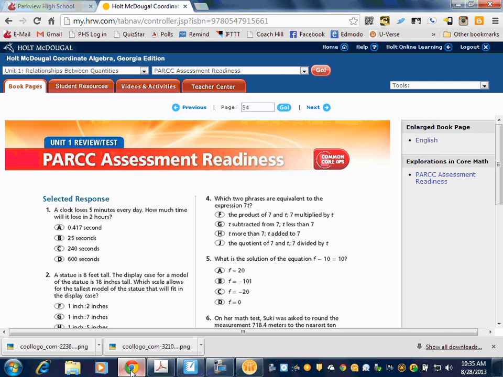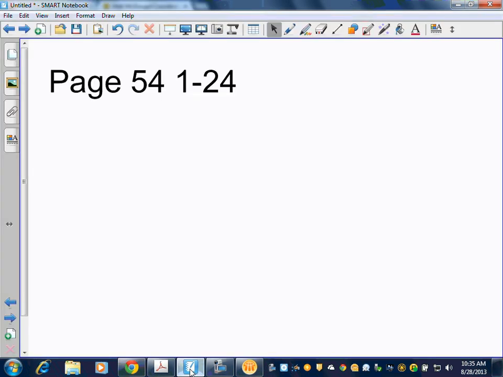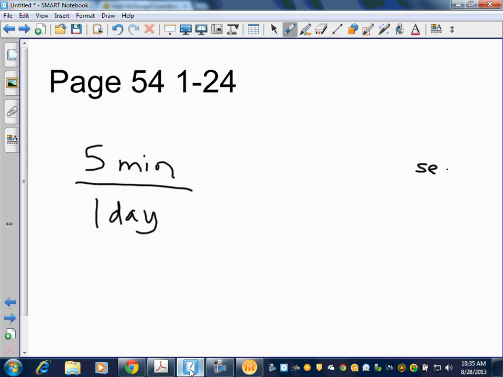It says a clock loses 5 minutes every day. How much time will it lose in 2 hours? That's those conversions that we've been talking about. So if I had 5 minutes in one day, and it said I wanted to convert that to a certain number of seconds per hour. So remember how we set these conversions up.